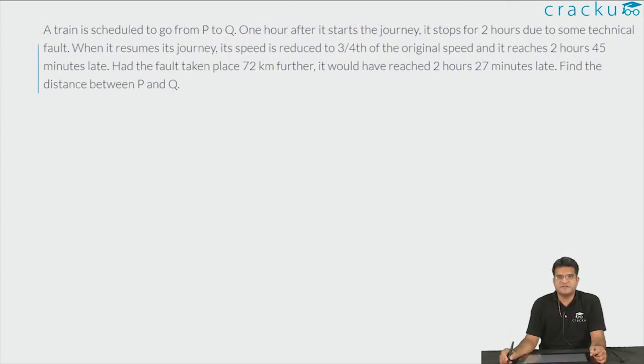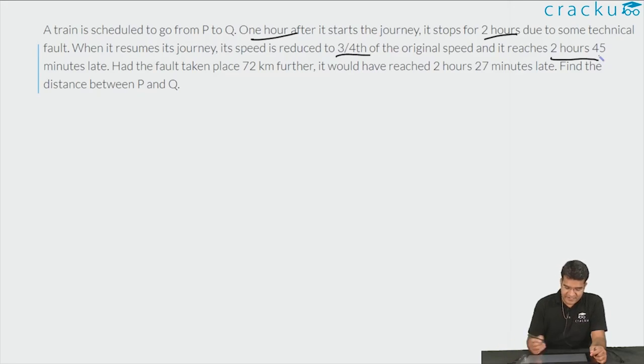In this question, it has been given that there is a train going from P to Q. After it travels for 1 hour, it suffers some sort of technical fault, because of which it is stopped for 2 hours. After it resumes its journey, its speed is reduced to 3/4 of its original speed, and it reaches its destination 2 hours and 45 minutes late.